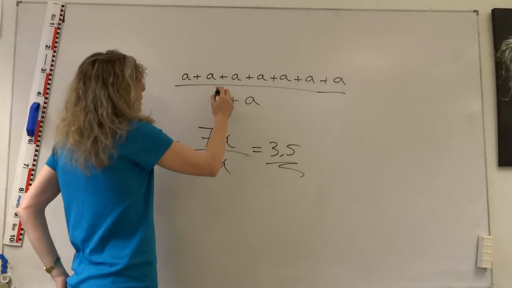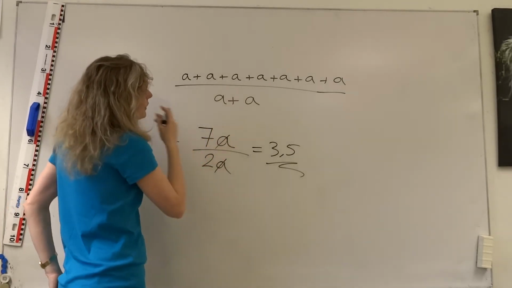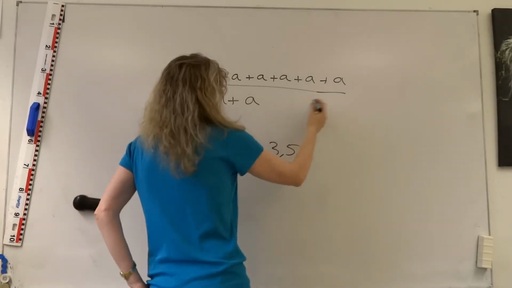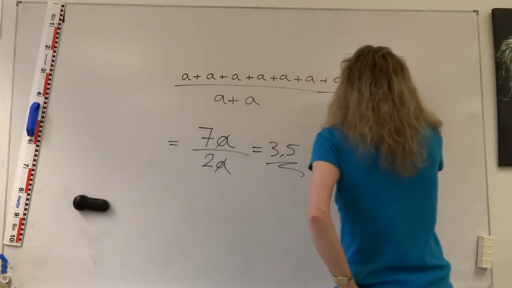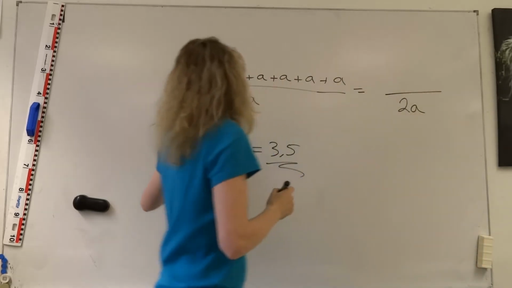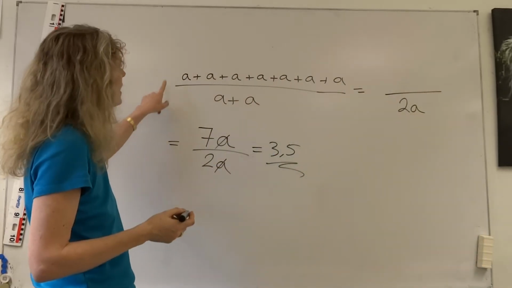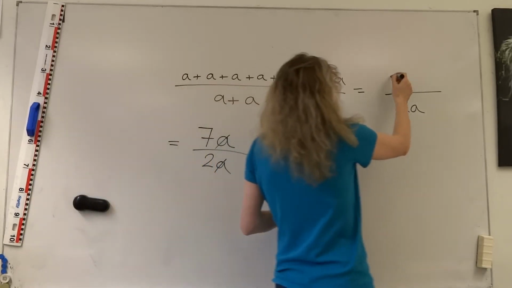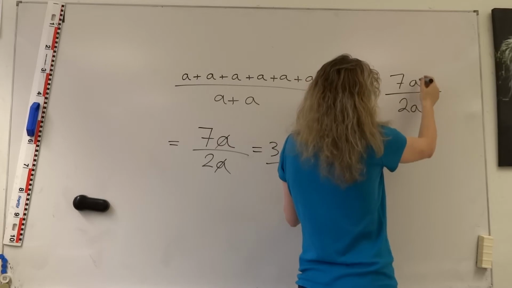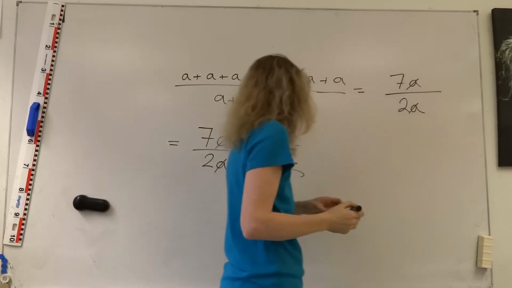Well, we could split this up, where A plus A here is 2A. So we get divided by 2 lots of A. But then we get the same thing. We get 7 lots of A on the top and 2A on the bottom. So the A's cancel, giving us 3.5.